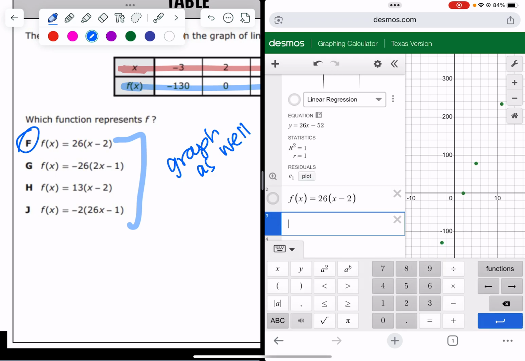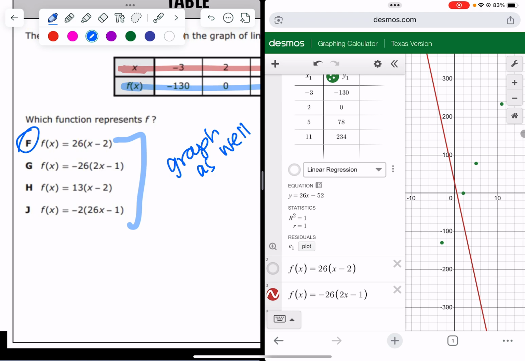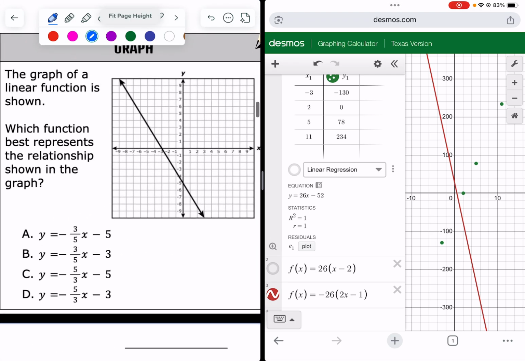Let's take off the color, and we're going to try B just so you can see what I'm talking about. F of x equals -26 parentheses 2x minus 1. Do you see how this red line doesn't touch these points? That means it cannot be my answer. So let's go and try the next one.